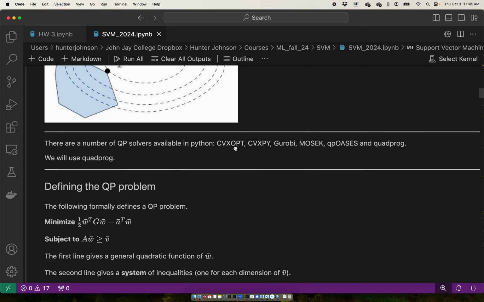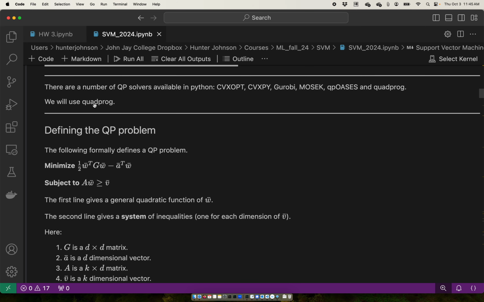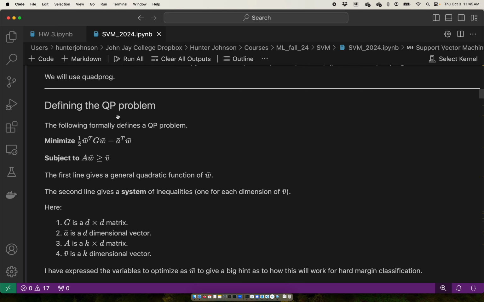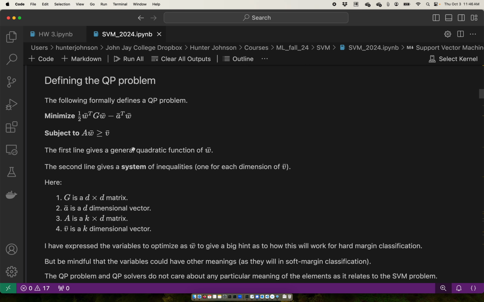And so several of these are built into Python. The one that I settled on a long time ago to use is called quadprog. There's nothing particularly good about quadprog. So look here, they're defining what a quadratic programming problem is. And so this looks a little bit different than what I wrote before. So I'm going to go back to the slides and try to make sense of this and see how what we just did fits into this paradigm.